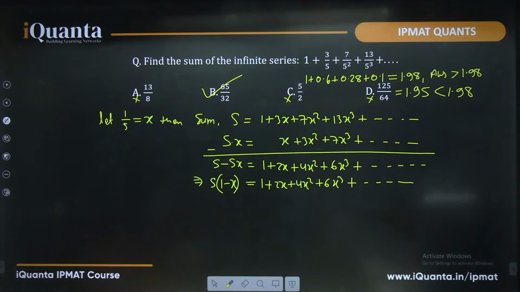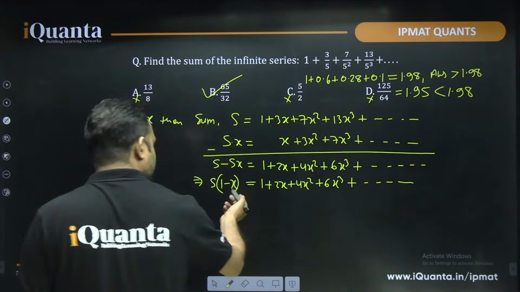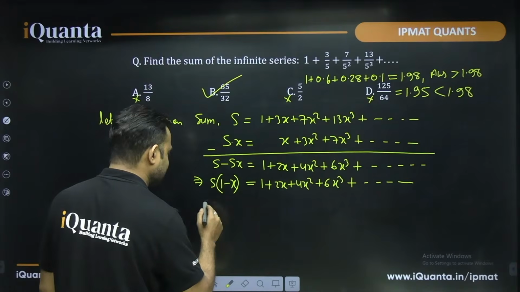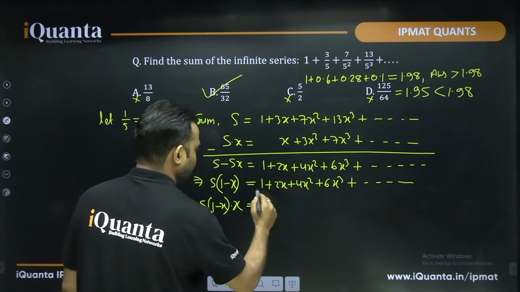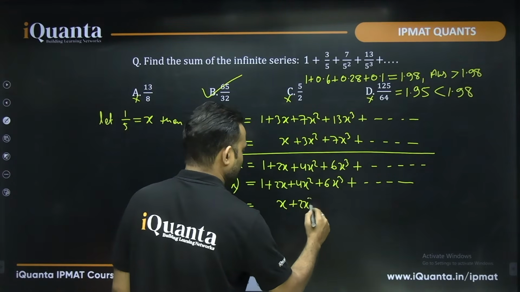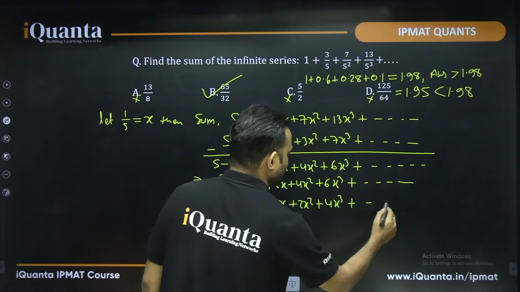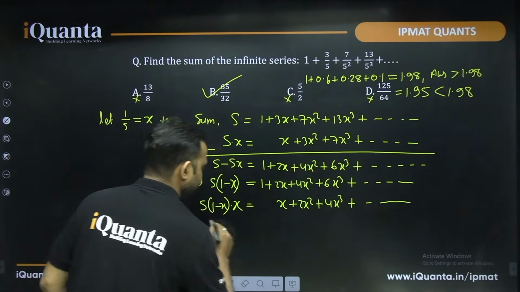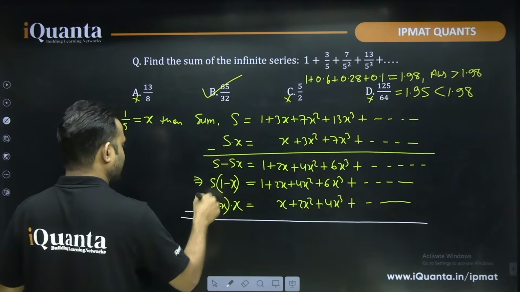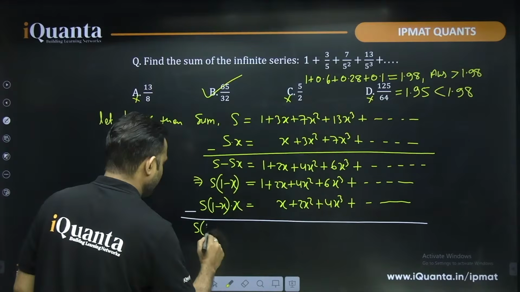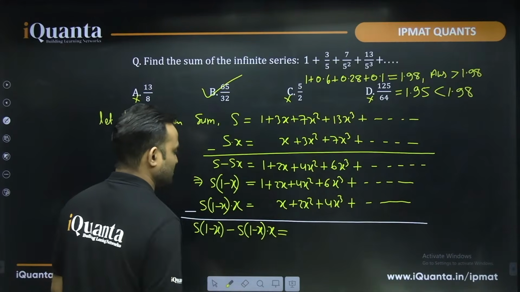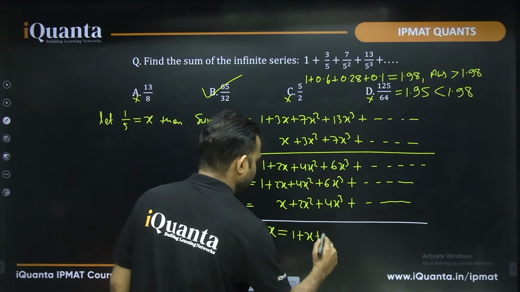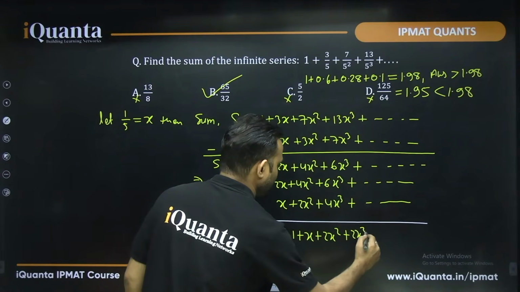Tell me, what will we do? We will multiply this by x again. We will multiply this by x again. S into 1 minus x into x will be equal to x plus 2x square plus 4x cube and so on. Right? Now subtract these two. What will happen? S into 1 minus x minus s into 1 minus x into x is equal to, this will be 1 plus x plus 2x square plus 2x cube and so on.